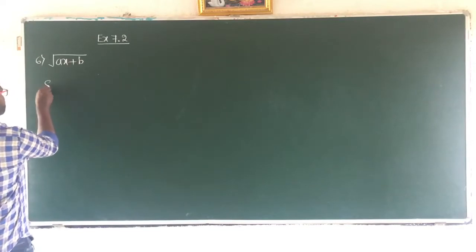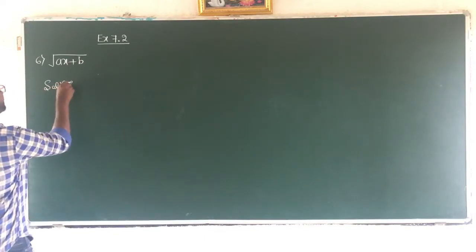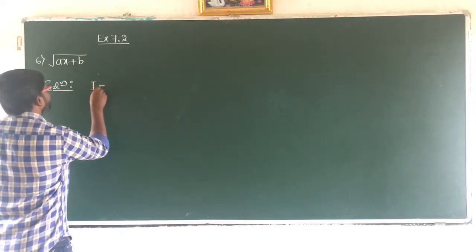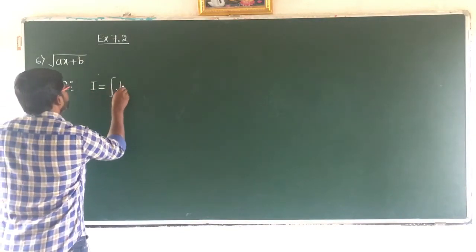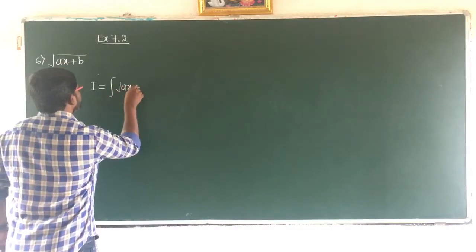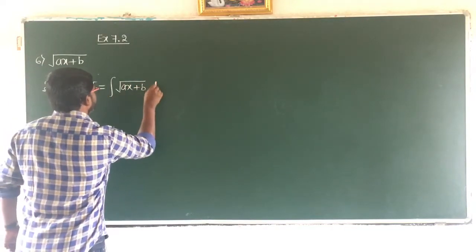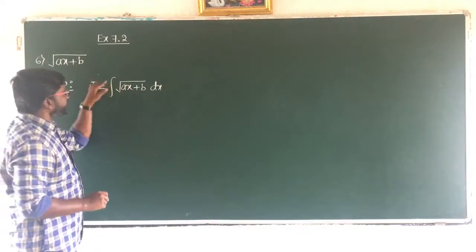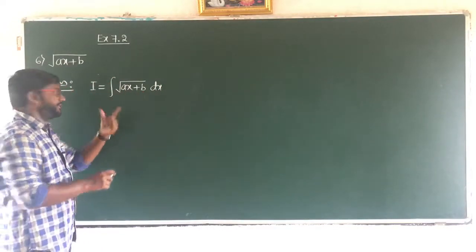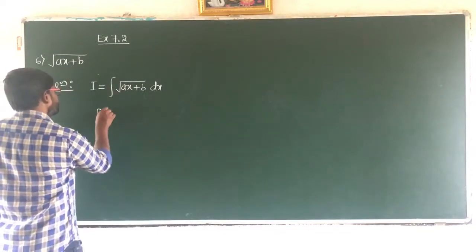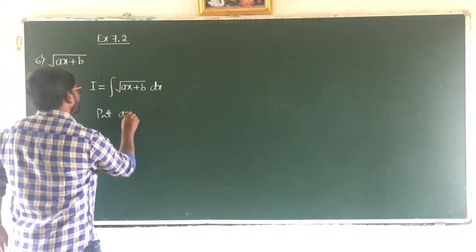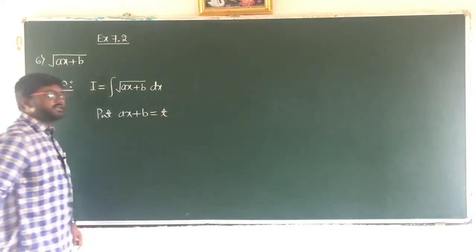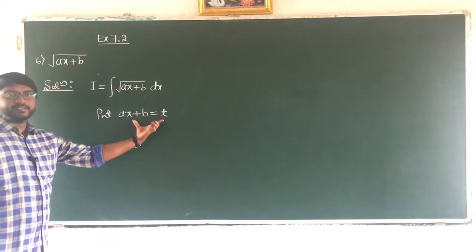I take this as I, which is equal to the integral of the square root of ax plus b dx. So now let us take this as t. Put ax plus b equal to t. Now differentiate both the sides with respect to x.